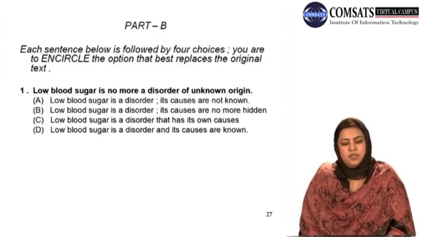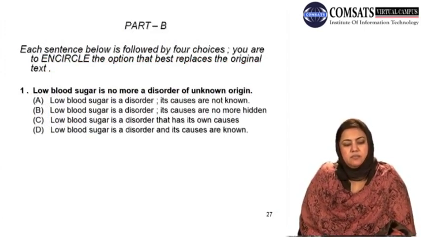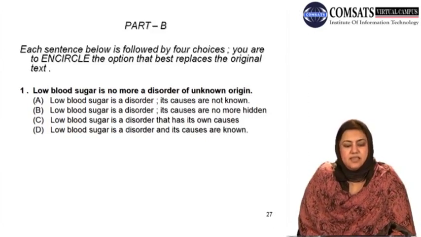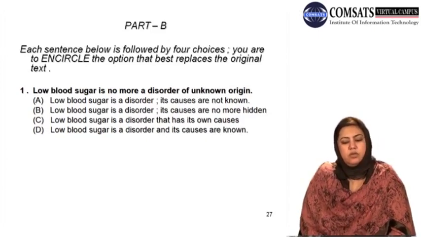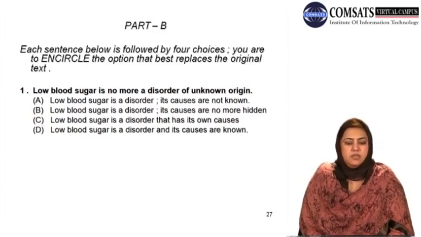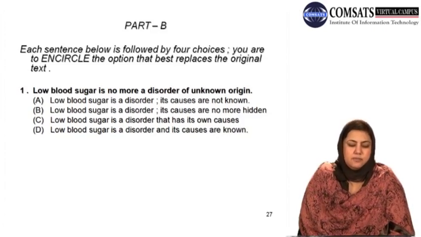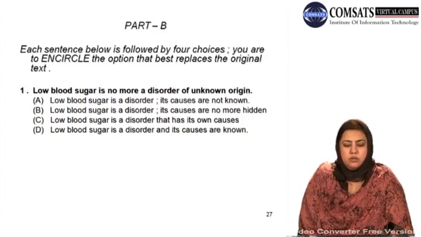Well, this is B part of that, where I'm just giving some sentences, and in each case of the sentence you have to see which option best replaces the original text. Number 1. Low blood sugar is no more a disorder of unknown origin. I repeat, low blood sugar is no more a disorder of unknown origin. You are given 4 options. Option 1 states, low blood sugar is a disorder. Its causes are not known.